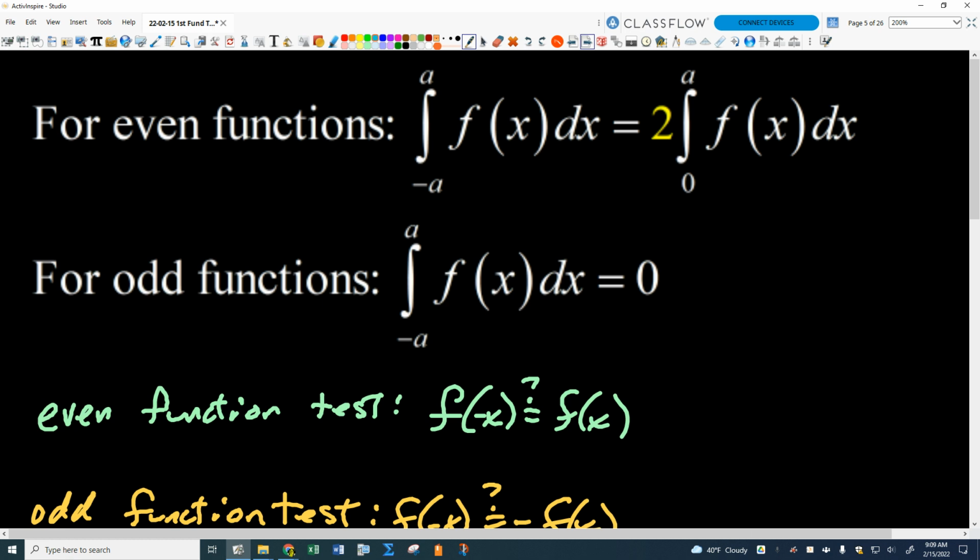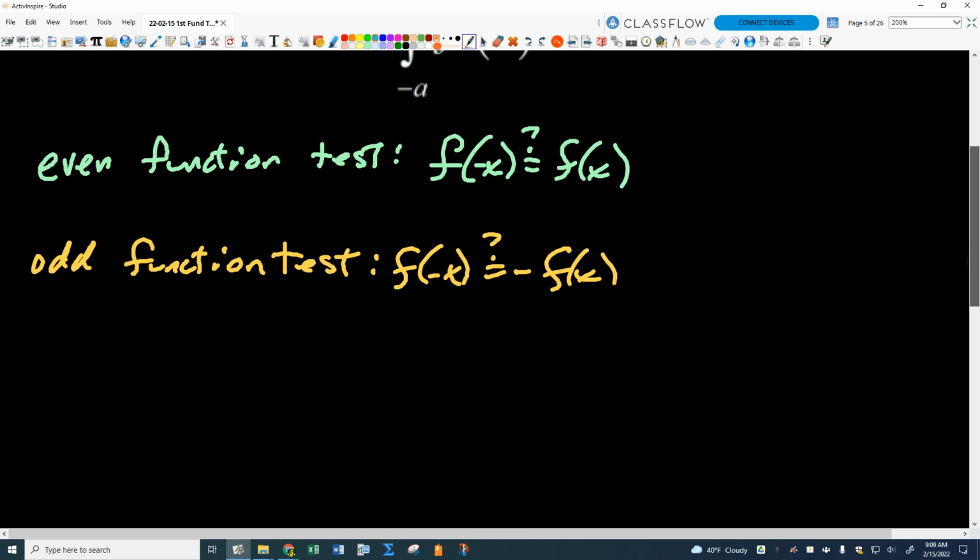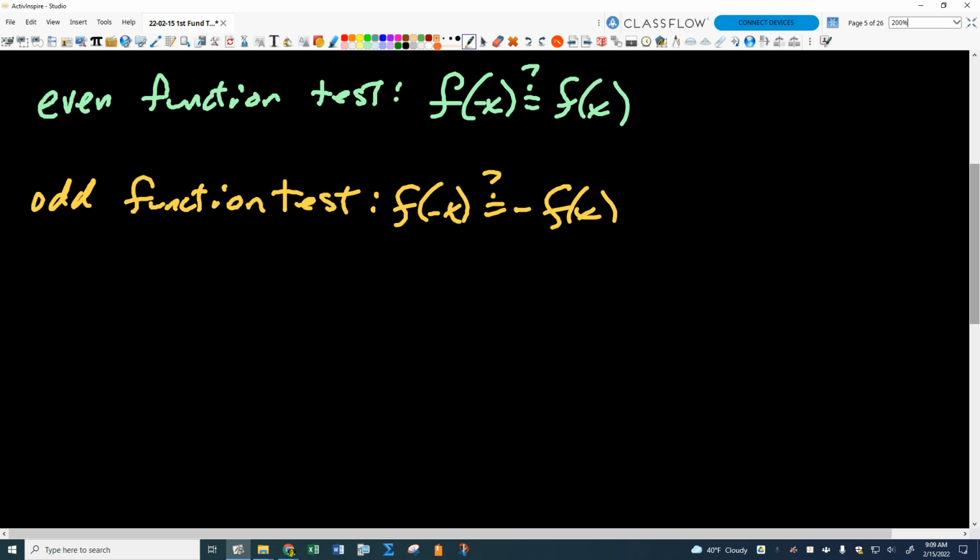Okay, what about this one? Does this make sense? For even functions, think about the definition of an even and an odd function for a second. We've got these tests for even and odd functions. The even function test just says, is f of negative x equal to f of x? If it is, then it's even. The odd function test is f of negative x equal to negative f of x. If so, it's odd. Think about the symmetries they have, right?